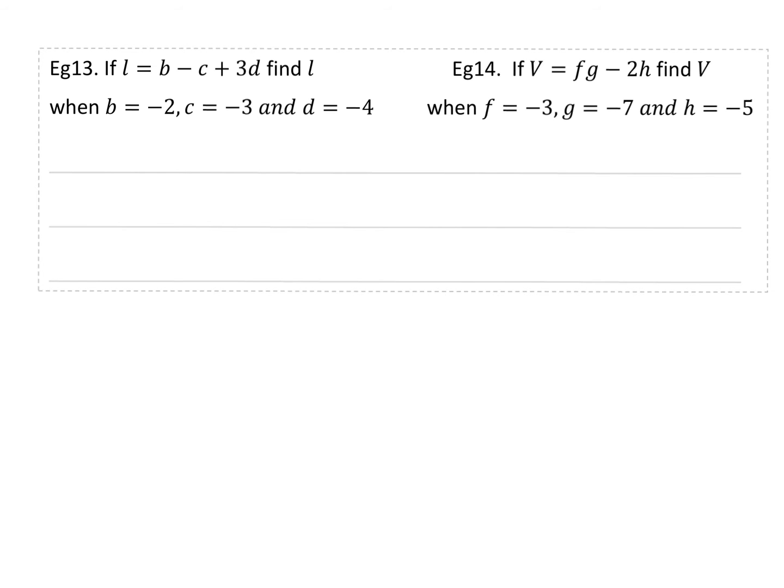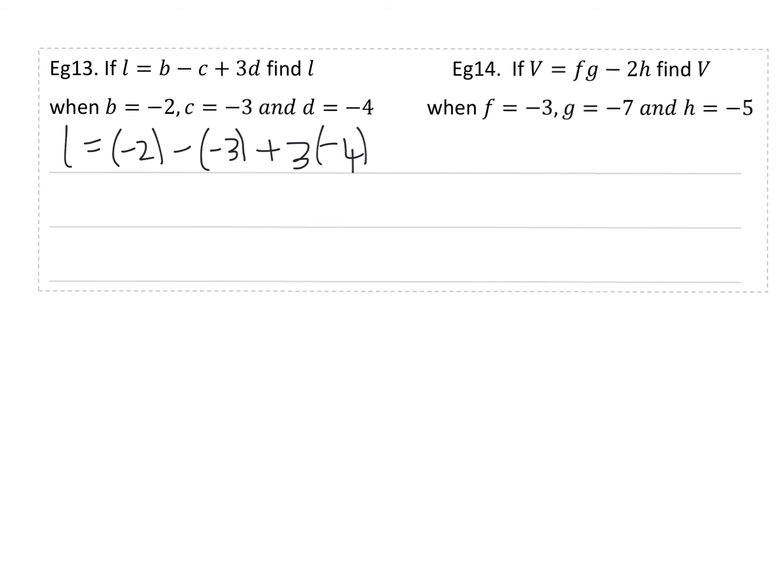Example 13. If L equals B minus C plus 3D, find L when B equals minus 2, C equals minus 3, and D equals minus 4. So L equals, we substitute B to be minus 2. Take away C, we substitute C to be minus 3. Plus 3D, we substitute D to be minus 4.